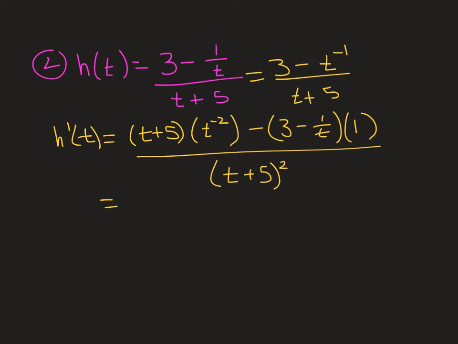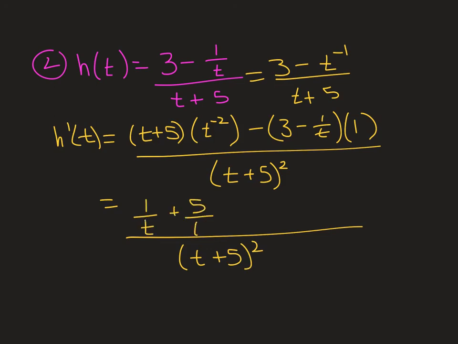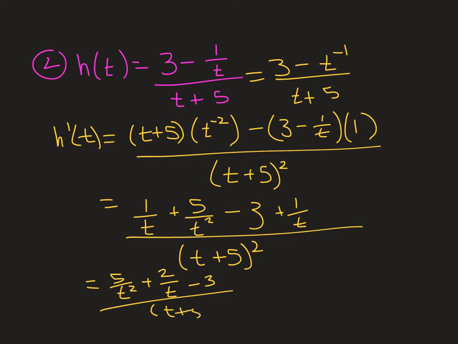So then the last thing that you really need to do is simplify whatever you can. I don't care how you do this next part. I'm going to end up getting 1 over t plus 5 over t squared minus 3 plus 1 over t again. And the final answer, you should get something along the lines of 5 over t squared plus 2 over t minus 3 all over t plus 5 squared.